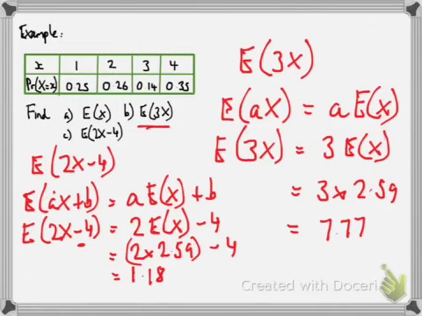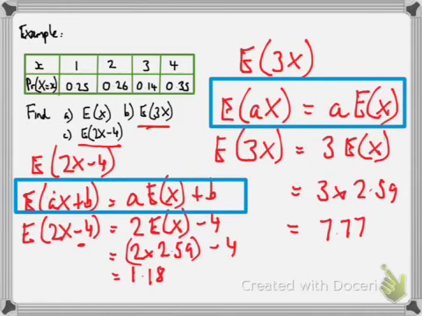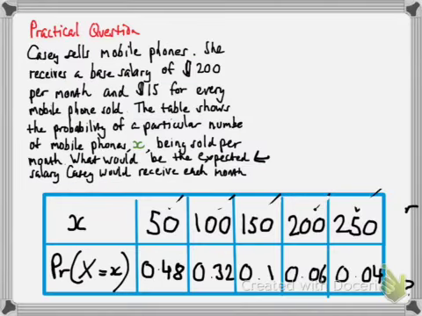So there's our answers there of our two questions. Expected value of 3x, expected value of 2x minus 4. Utilising those two theorems, called expectation theorems, that one there, and also that one there. Okay, now let's put that to a practical use.